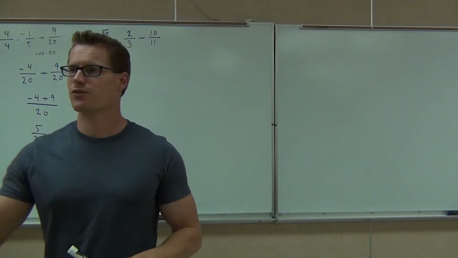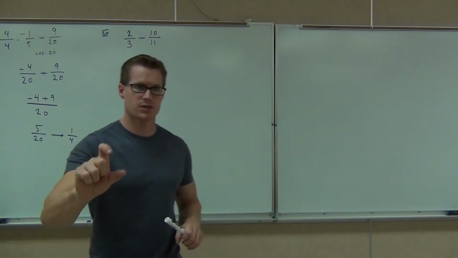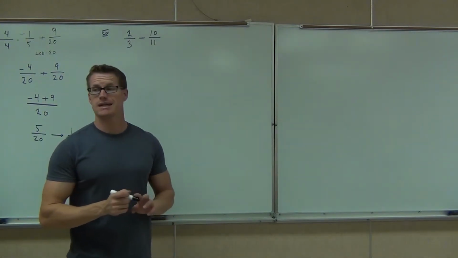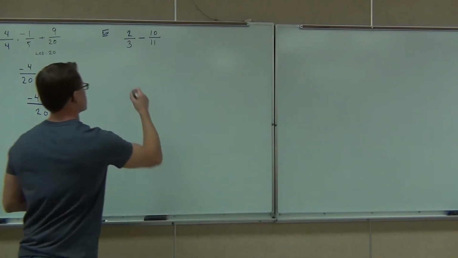Take your bigger denominator, start finding multiples. The first one that the 3 goes into, that's your LCD. What is your LCD here? 33. Good. So we'll write that down.